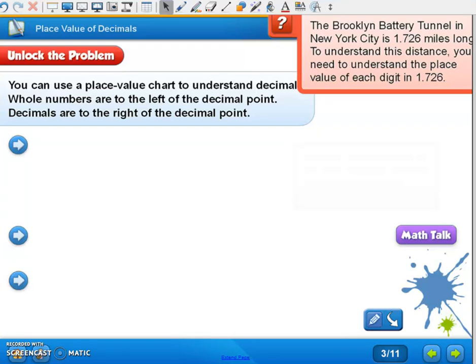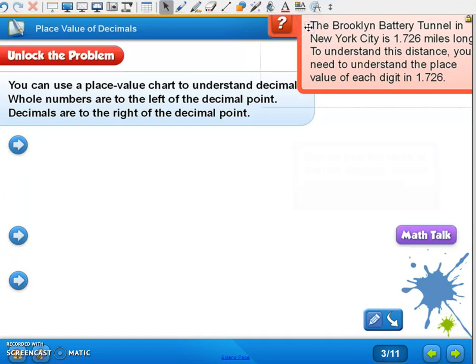Okay, today you should have up lesson 3.2, place value of decimals. It is page 109 and 110 in your papers. You can use place value charts to understand decimals. Whole numbers are to the left of the decimal point. Decimals are to the right of the decimal point. And here's our problem this morning.